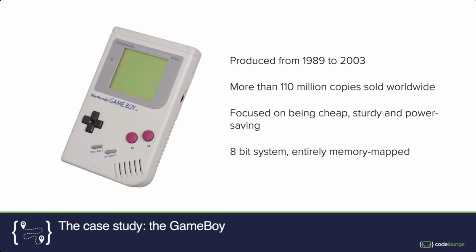It's arguably the most successful handheld console ever. It has more than 100 million devices sold from the beginning of its life cycle to its end. And it had this success because it was focused on being cheap, sturdy, and power saving. This had all kinds of implications. The system is a pretty simple one. It's an 8-bit system and it's entirely memory mapped. This means that the architecture as well is pretty simple.